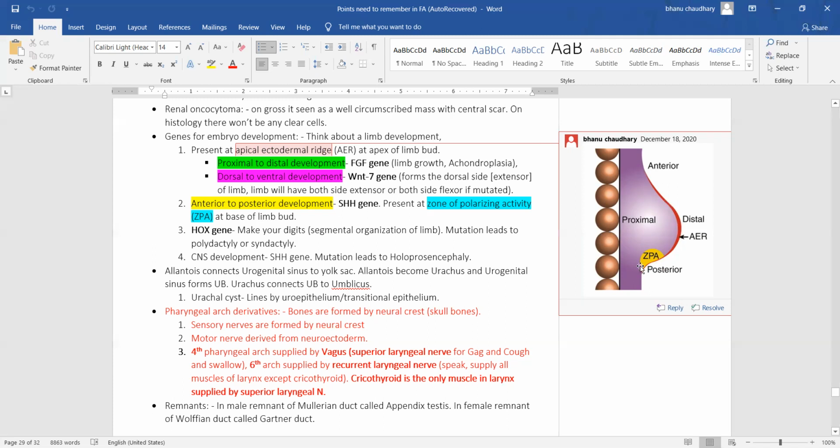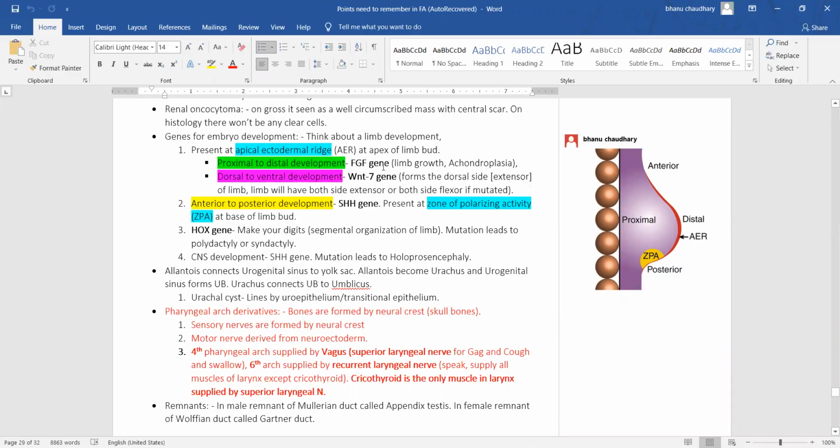Similarly, at the base of this limb bud, you have a zone of polarizing cells or zone of polarizing activity. And similarly, you have the Hox genes and other genes. So let's discuss the function of these genes. First is the fibroblast growth factor gene, which is present in this apical ectodermal ridge. This gene is responsible for the proximal to distal development. That means the length of your limb. How much your limb is going to lengthen is all dependent upon the fibroblast growth factor.